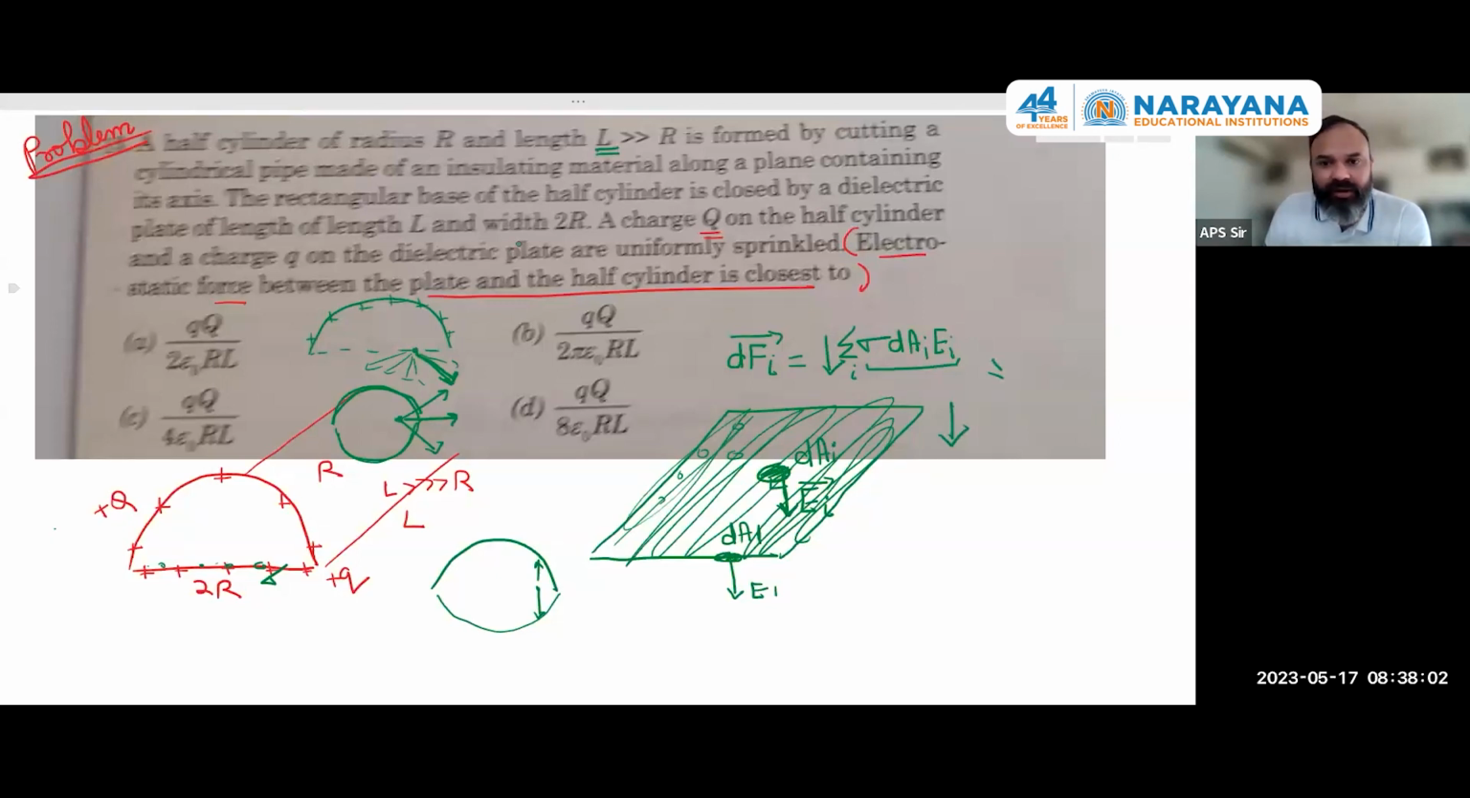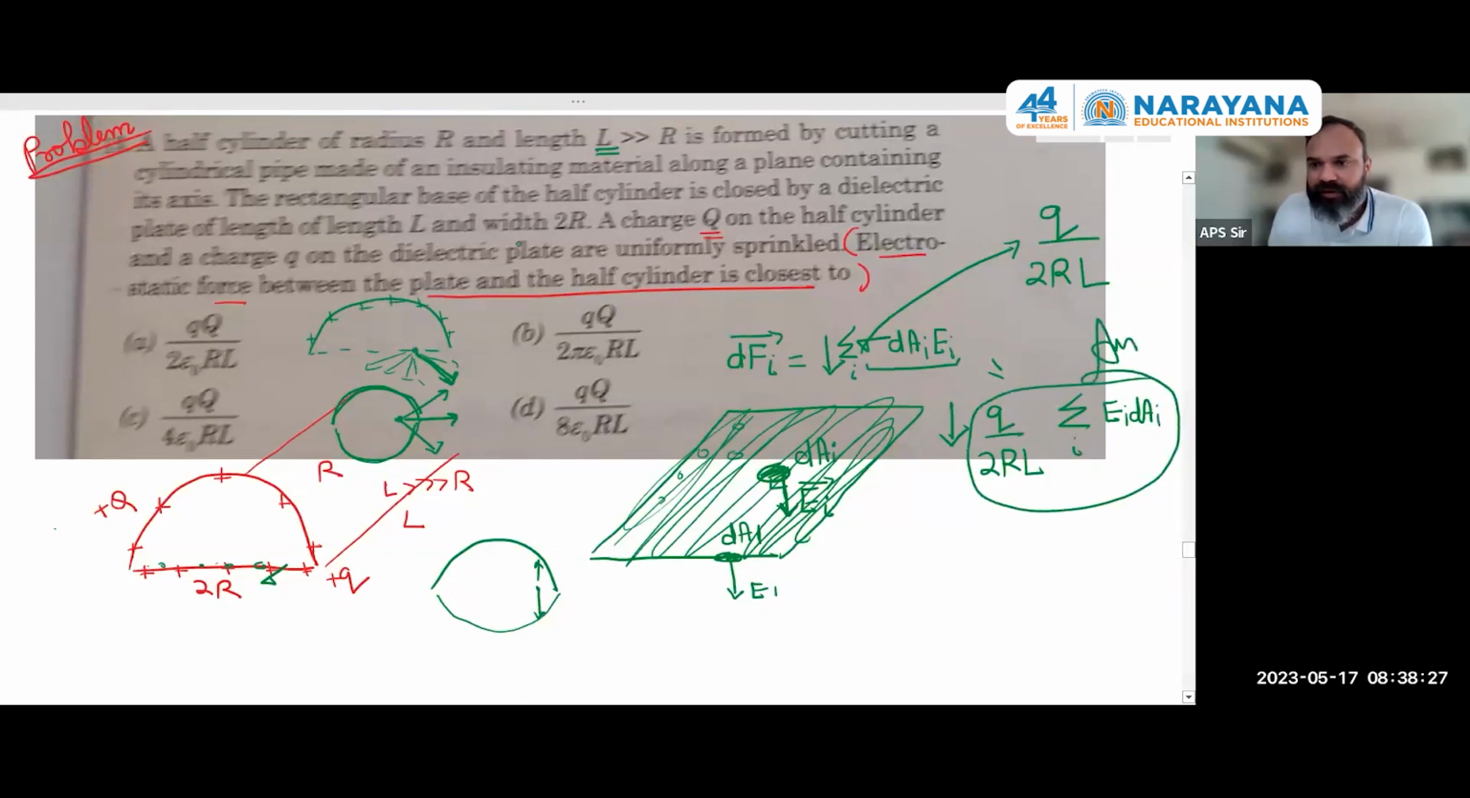I'll take sigma outside, sigma for this sheet. So for the lower sheet, the total charge that you have given is Q. So that sigma can be written as Q divided by 2R into L. So sigma is Q by 2RL. Now I've got sigma times the sum over i of Ei dAi. This much can be my answer if somehow I can find out the value of this term. Now again, it is interesting.